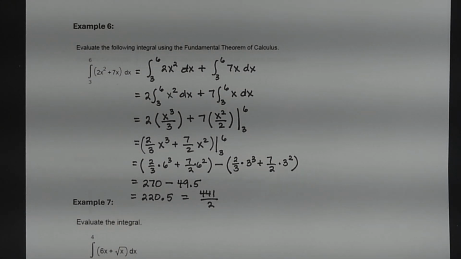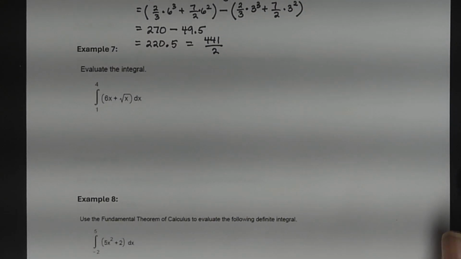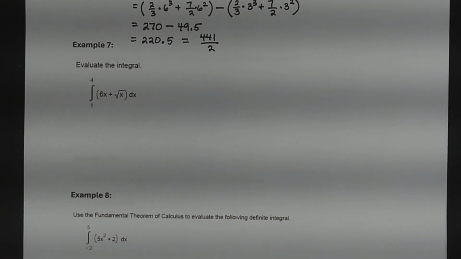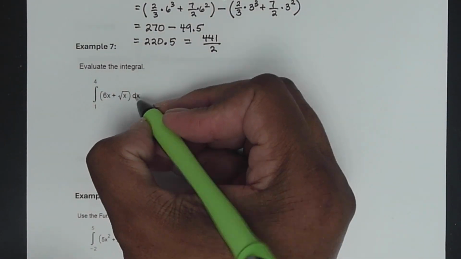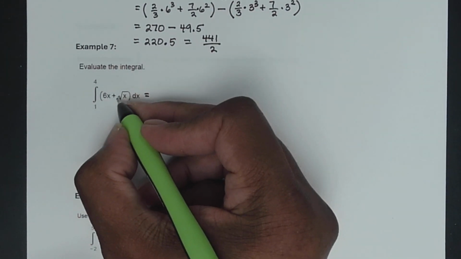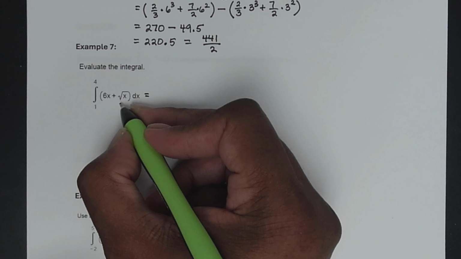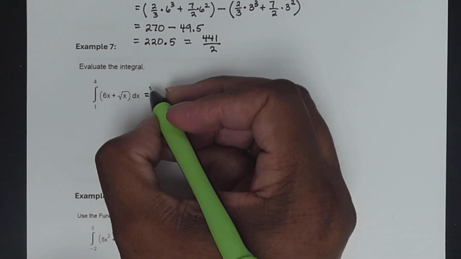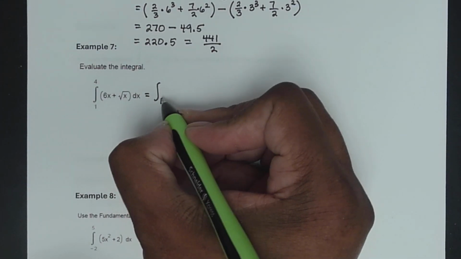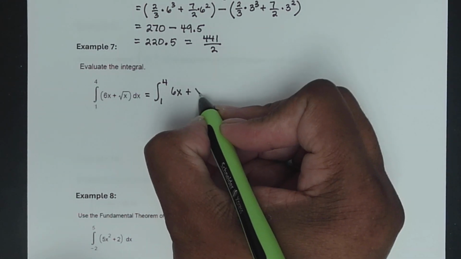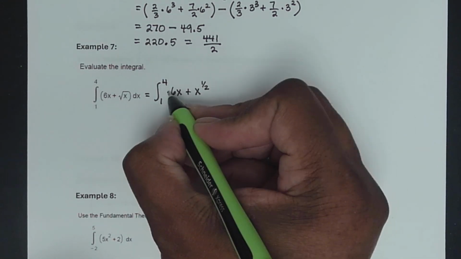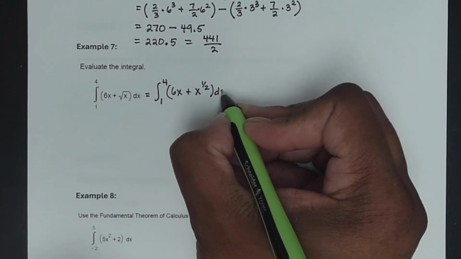All right, example 7 looks like this. Here we got the integral from 1 to 4 of 6x plus the square root of x dx. And here's what I'm going to do here. The square root of x in its equivalent exponential form is going to be x to the 1/2. So I'm going to write this as the integral from 1 to 4 of 6x plus x raised to the 1/2 dx.